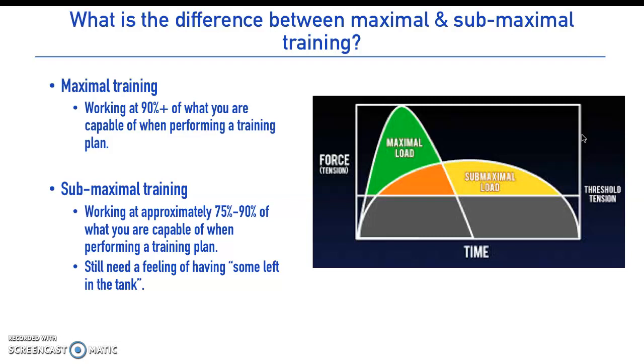Very similar to when we look at the graph that's displayed, as you can see, look how high the force goes when you're performing a maximal load, maximal training. You're trying to exert as much force as you possibly can within a short space of time. When we've got longer time, we try to spread out the amount of force we need to produce, so we can work for a longer period of time. This is where sub-maximal training comes in. We're performing at, say, 75%, and we're able to do it for a longer period of time.